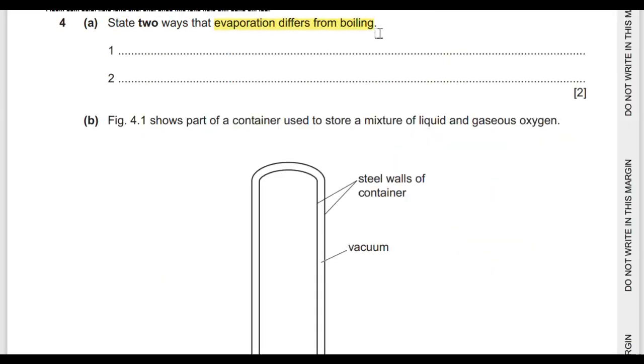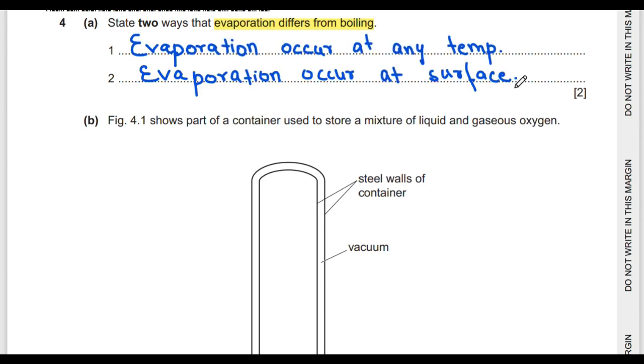Question number 4 says state two ways that evaporation is different from boiling. So evaporation can occur at any temperature, and also evaporation occurs at surface only.